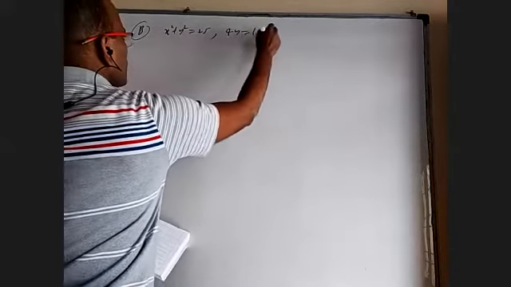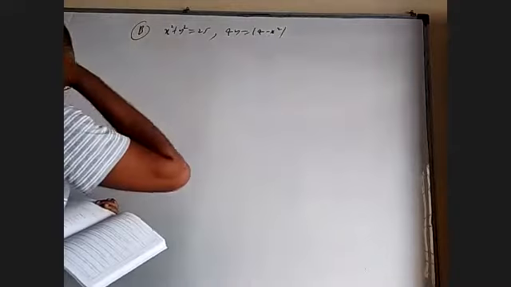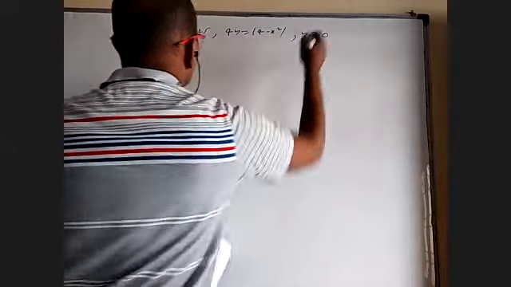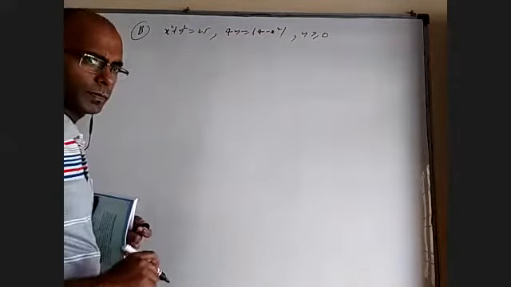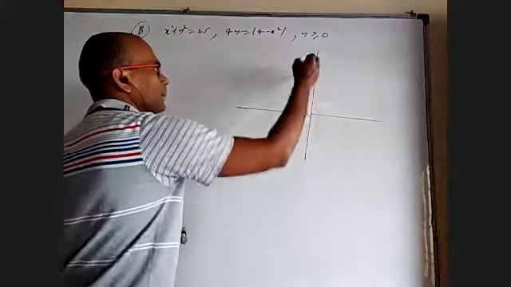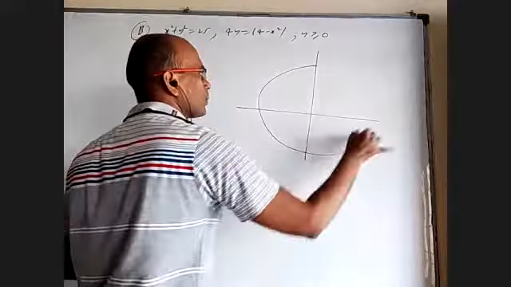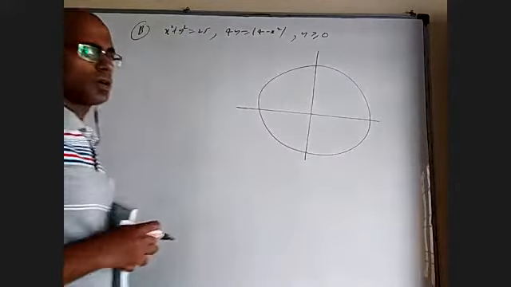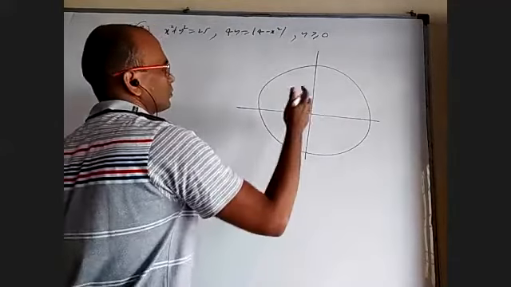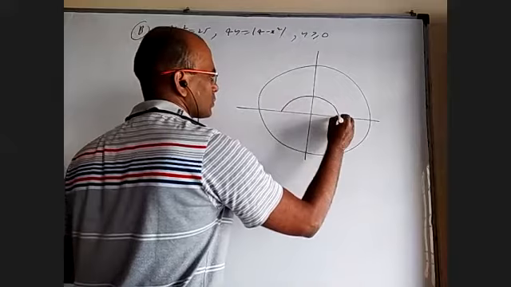Okay, B bit. x square plus y square equal to 25, 4y equal to mod 4 minus x square, and y greater than or equal to 0. So x square plus y square equal to 25 is a circle. 4y equal to mod 4 minus x square is somewhat like a previous question we got, a parabola like this.